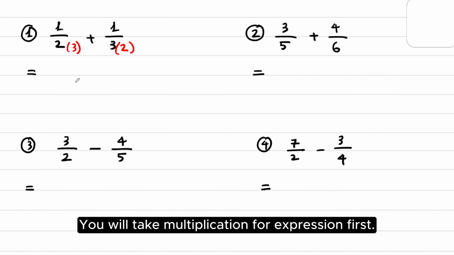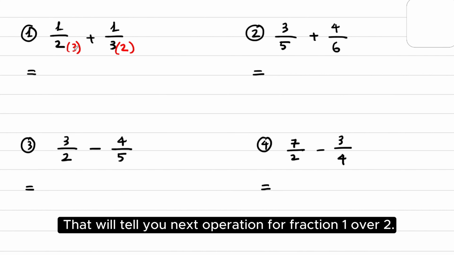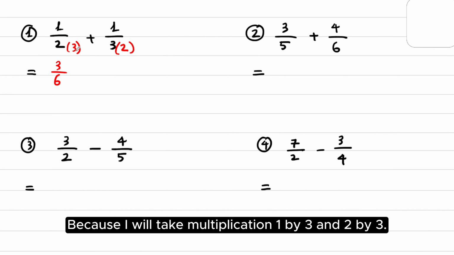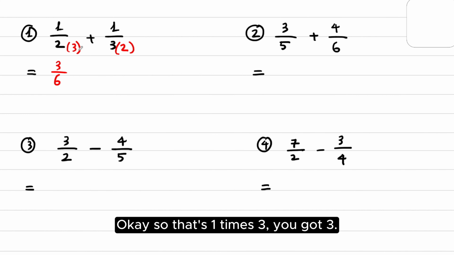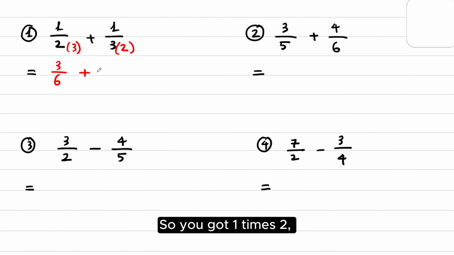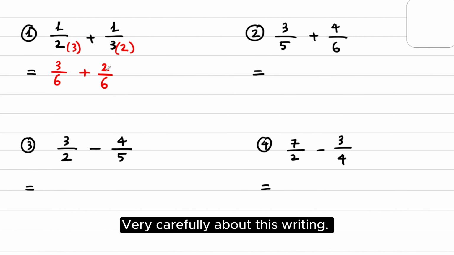The second step, you will take multiplication for each fraction first. The 3 inside the bracket will tell you the next operation for fraction 1/2. 1/2 becomes 3/6. Why do you have this? Because I will take multiplication 1 and 3 and 2 and 3. So 1 times 3 you got 3, 2 times 3 you got 6. Same thing for the other fraction, 1/3, and the 2 inside the bracket. So 1 times 2 you got 2, and 3 times 2 you got 6. Be very careful about this writing.